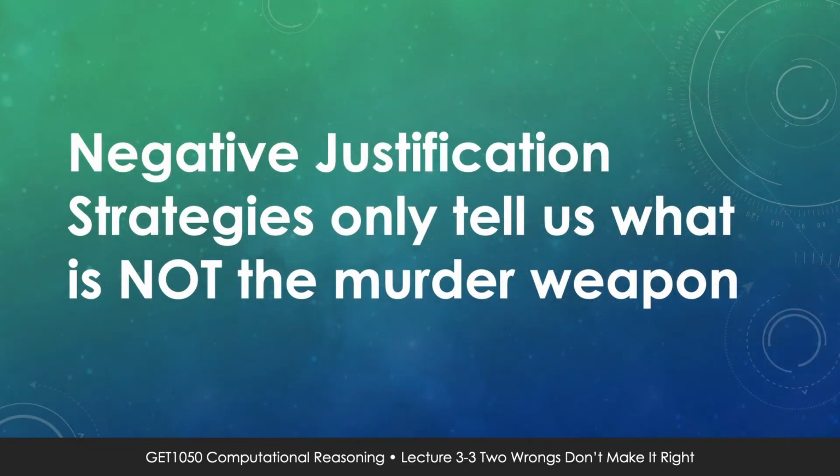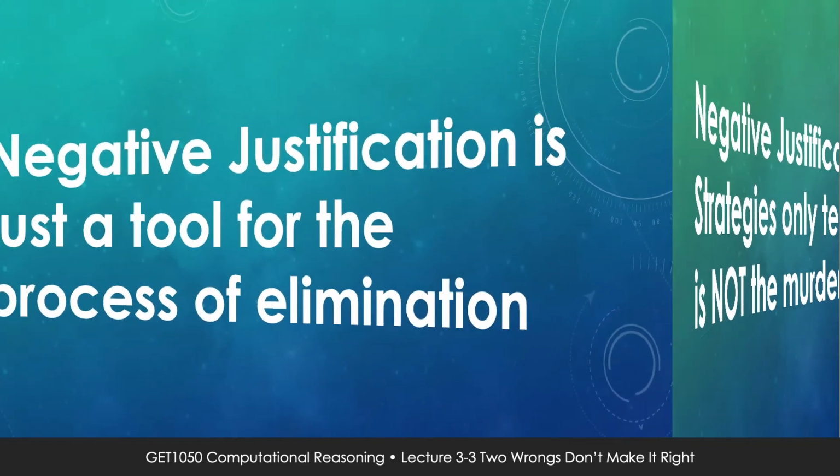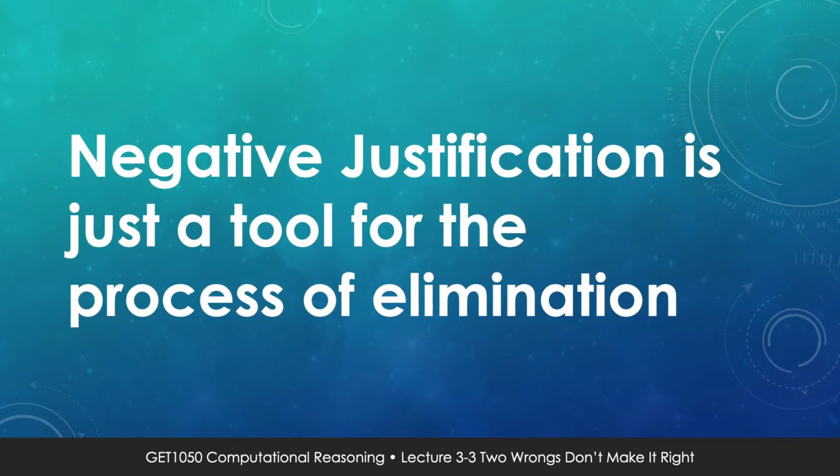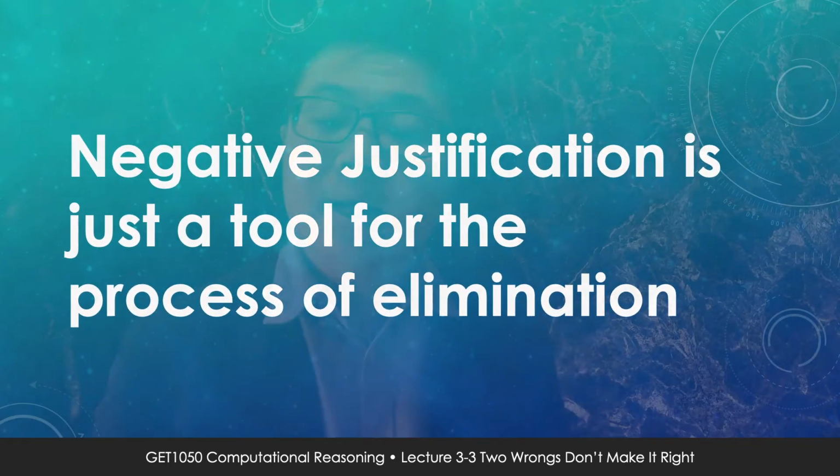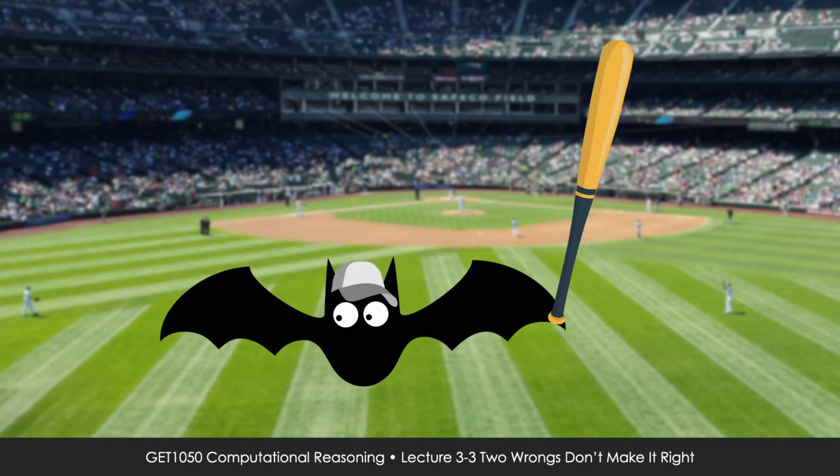Can we conclude that the baseball bat is indeed the murder weapon? Well, not at all. Negative justification strategies only tell us what is not the murder weapon. Negative justification is just a tool that we use in the process of elimination. It can never tell you what is the cause. It can never tell you what is the murder weapon. So just because we're left with the baseball bat does not mean that the baseball bat is the murder weapon. In fact, maybe if we search hard enough, we might find evidence to tell us that the baseball bat is not the weapon. Then how?